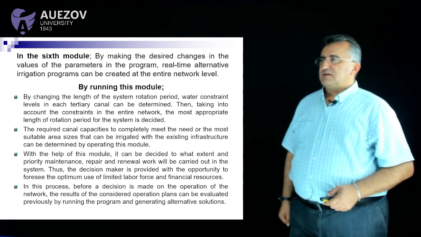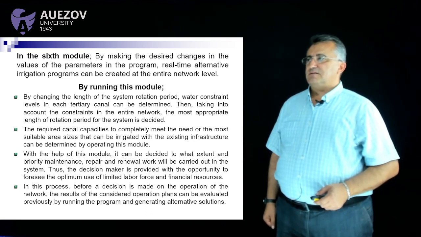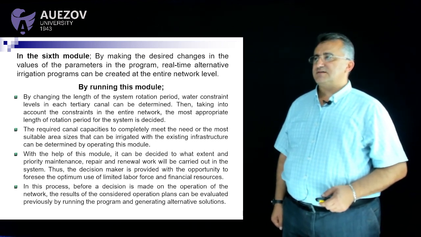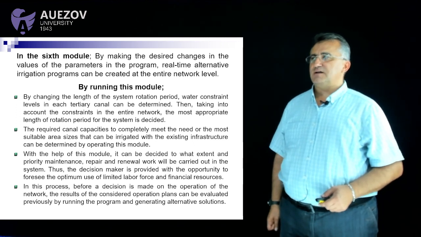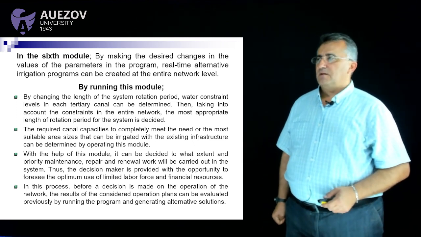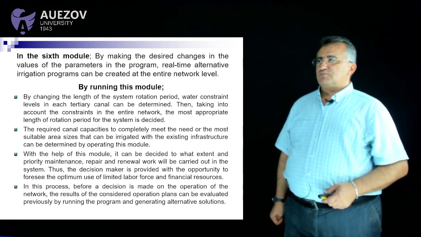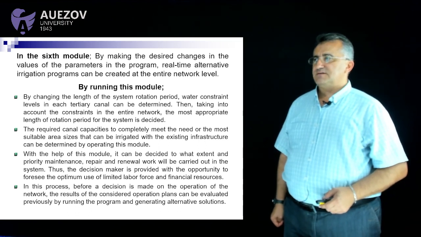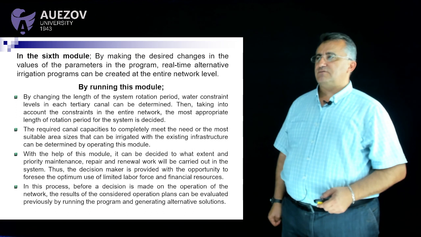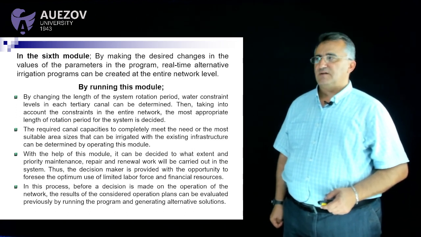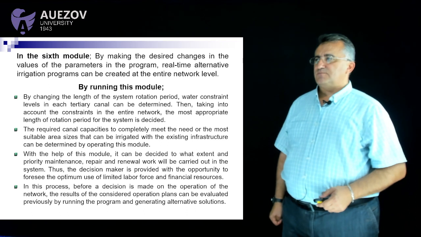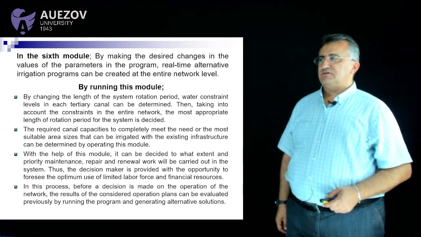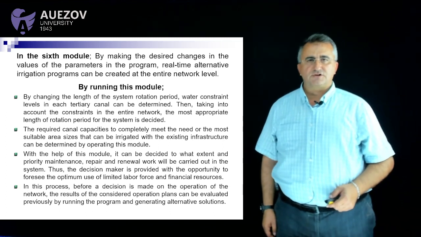The required canal capacities to completely meet the need for the most suitable area sizes that can be irrigated with the existing infrastructure can be determined by operating this module. With the help of this module, it can be decided to what extent and priority maintenance, repair, and renewal work will be carried out in the system. Thus, the decision maker is provided with the opportunity to foresee the optimum use of limited labor force and financial resources.